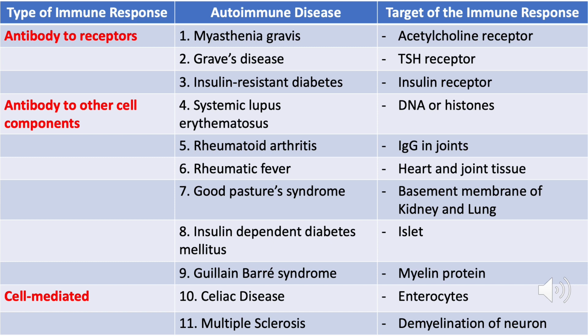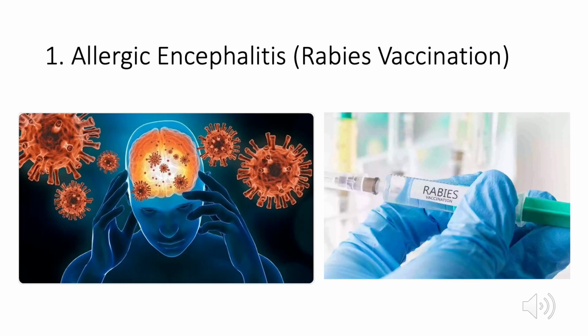This table shows that autoimmune diseases may either attack the receptors or cell components using antibody. Alternatively, it can attack own cells via cell-mediated immunity. Next, we shall look at some examples on autoimmune diseases.